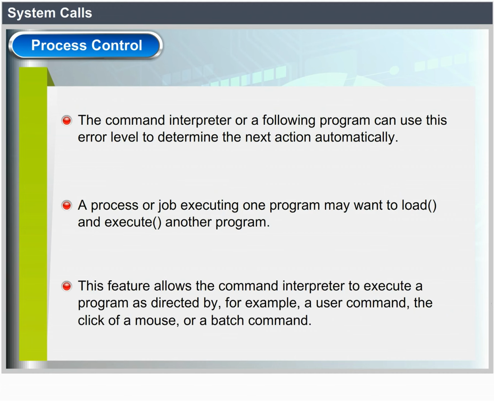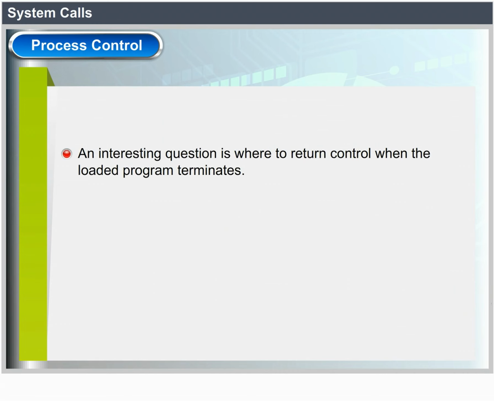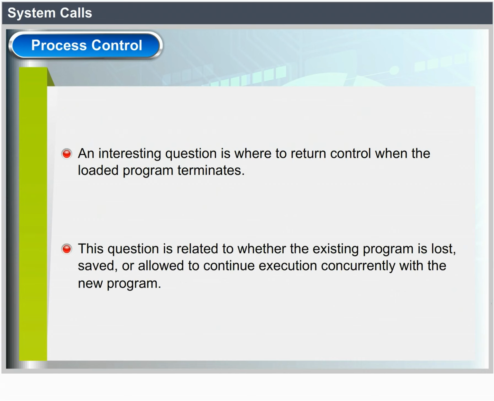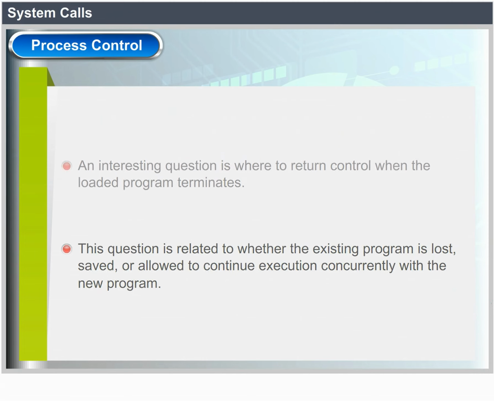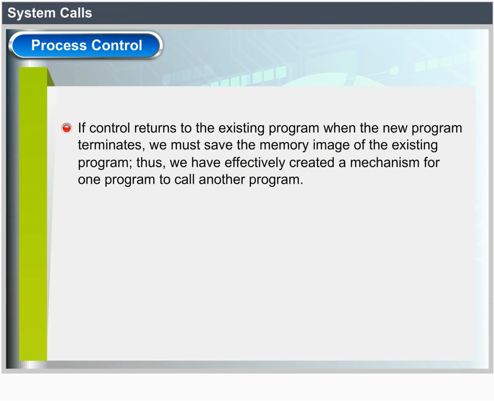An interesting question is where to return control when the loaded program terminates. This question is related to whether the existing program is lost, saved, or allowed to continue execution concurrently with the new program. If control returns to the existing program when the new program terminates, we must save the memory image of the existing program. Thus, we have effectively created a mechanism for one program to call another program.